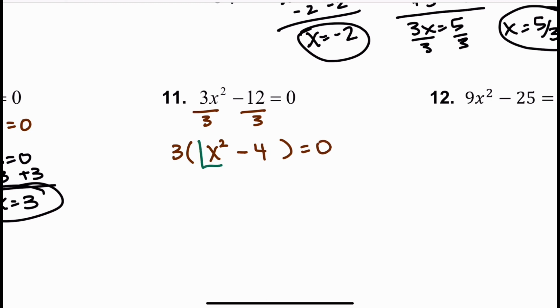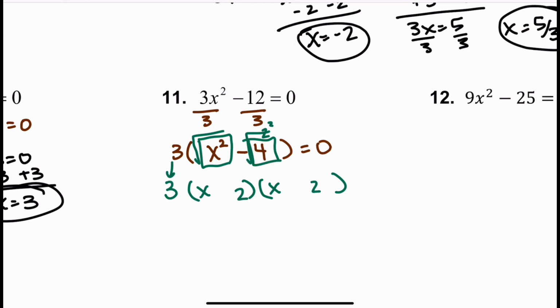Now if you look, you've got two square numbers, so x is squared and 4 is the same as 2 squared. What we're going to do is take the square root of both of these numbers. We've got our 3 we pull down, and then we put 2 parentheses. Now we take the square root of x squared, which is x and x, and those are going to go in the first 2 spots. We've got square root of 4, which is 2. And then 1 is going to be plus and 1 is going to be minus.